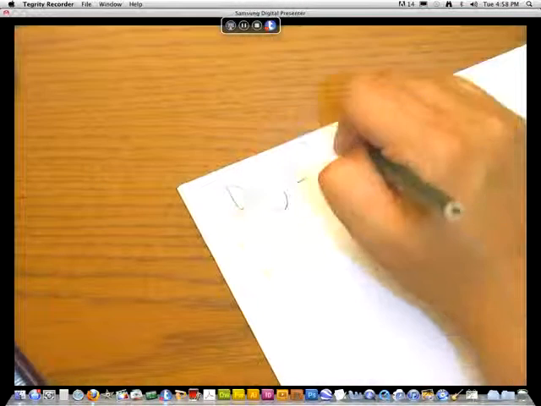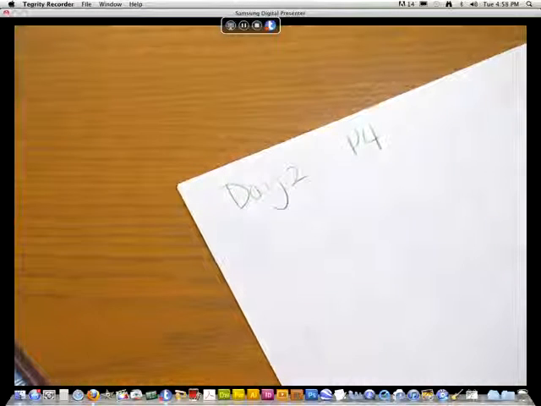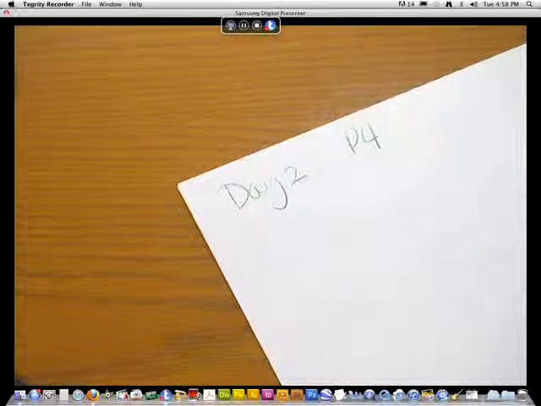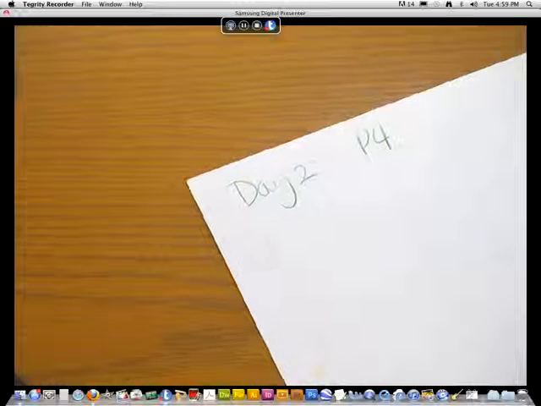Right, day 2 for P4. We're going to be looking at a whole lot of solving with different methods, so it is a little bit long, and we need to also see how our calculator works with that.